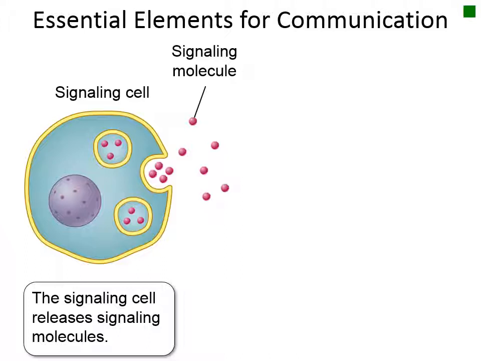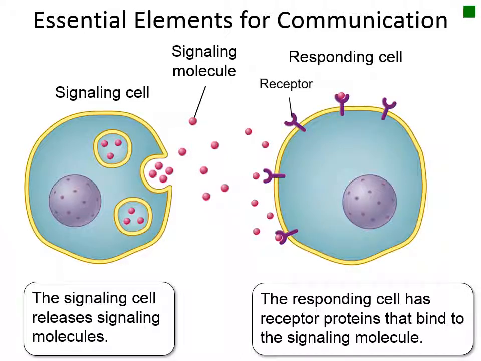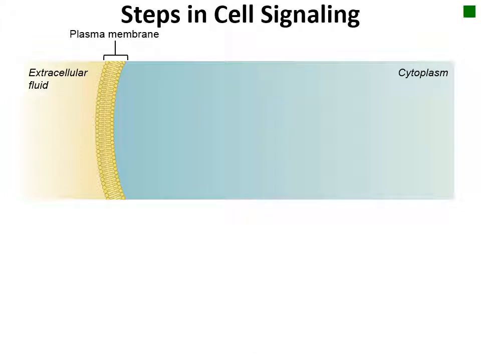The signaling molecule is then recognized by receptor proteins found on the surface of the responding cell. The receptor proteins are essential because they function as the ears of the responding cell. After the signal binds the receptor, it will cause a change, a response, in the responding cell. The response by the responding cell occurs in four steps.